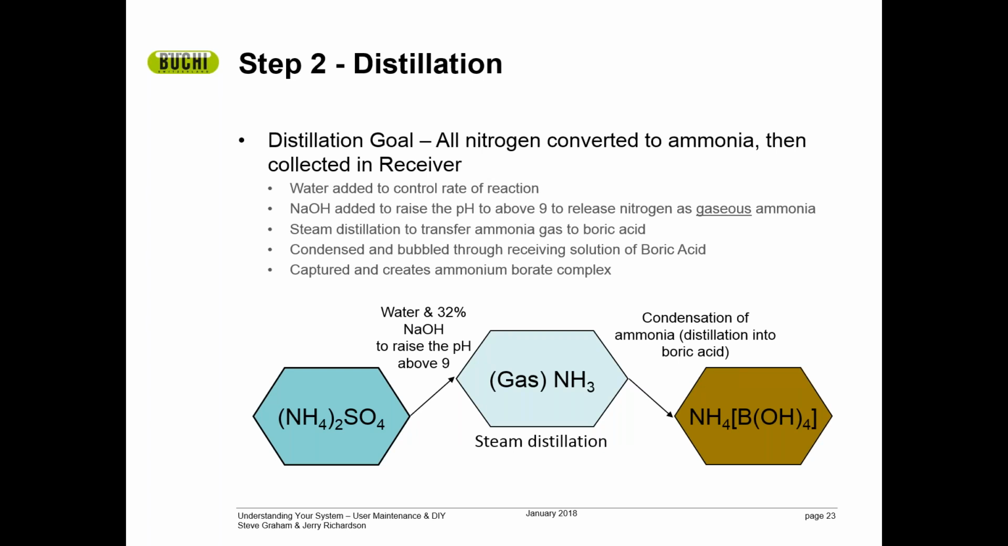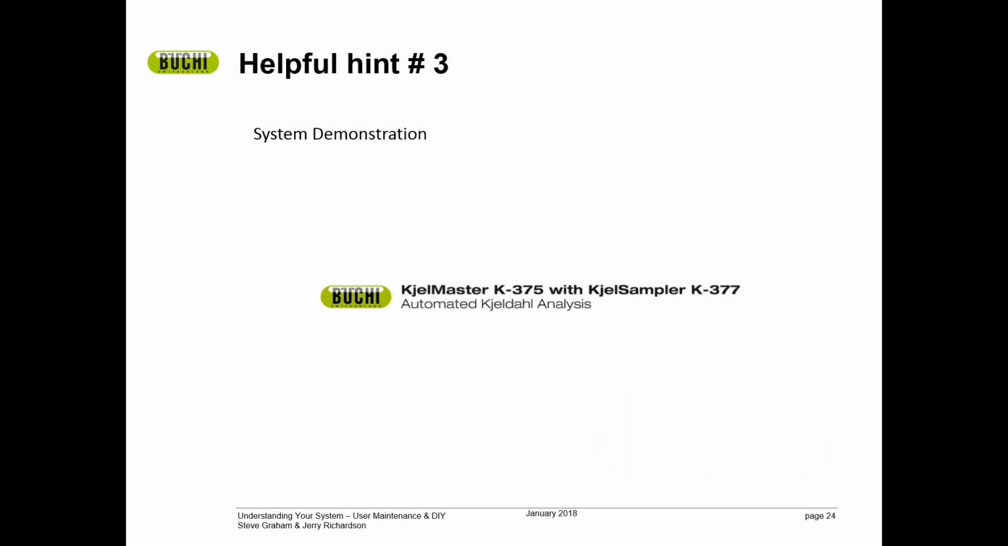We've just made a bunch of ammonia or ammonium sulfate in our system. And what we want to do is move that ammonium sulfate, which is captured at this point, into the ammonia gas form, and then we want to condense it into a collecting solution, or in this case, boric acid. So let's take a look at the K375 in action so that you can see how that process actually works.